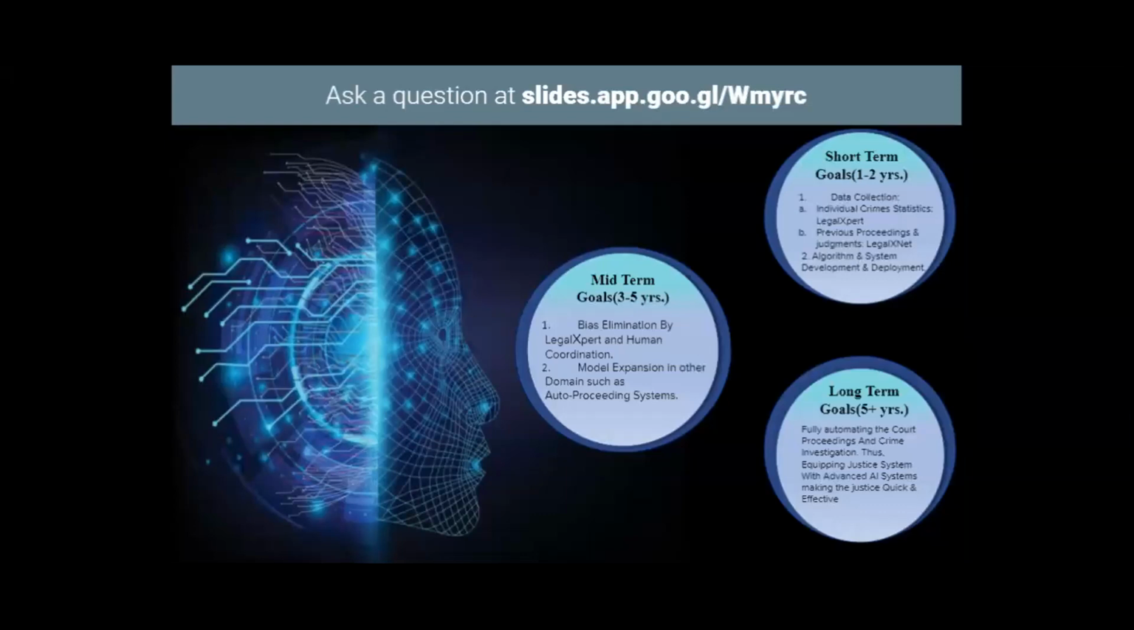And then in the long term, we are trying to automate the whole court proceedings and the crime investigation, right from the police investigation, thus equipping the justice system with advanced AI systems, making justice quick and effective.